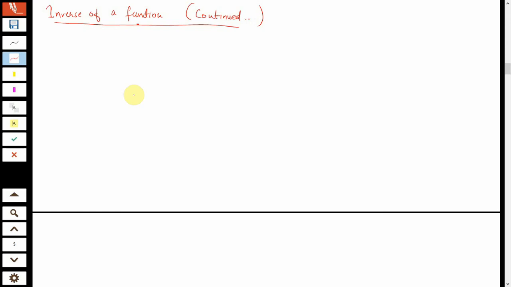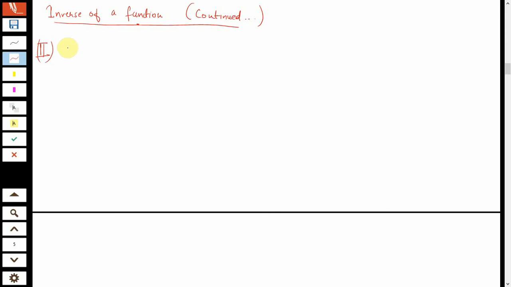Welcome back. We will continue with the properties of inverse of function in this lecture. So the first property we will talk about, so this is the second property, is about the inverse of the bijection.